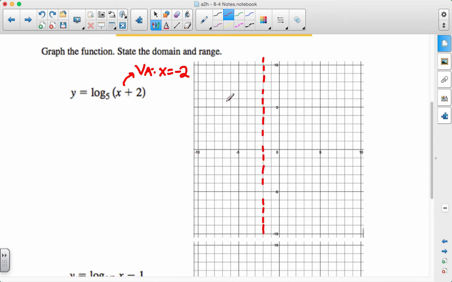Okay. So therefore, the whole graph has shifted to the left 2. That's very consistent with everything we've done all year, right? Shifted to the left 2. That means our vertical asymptote is shifted to the left 2 as well.